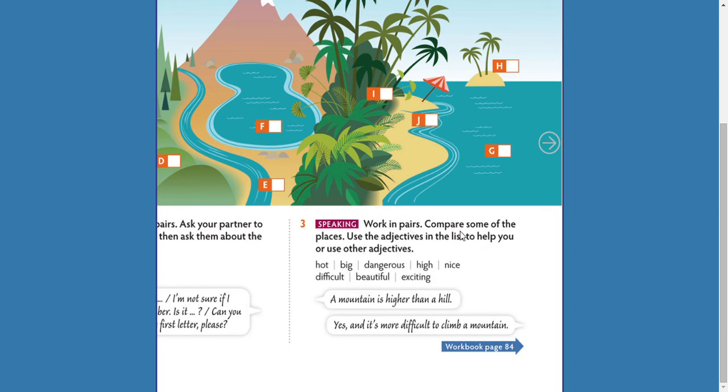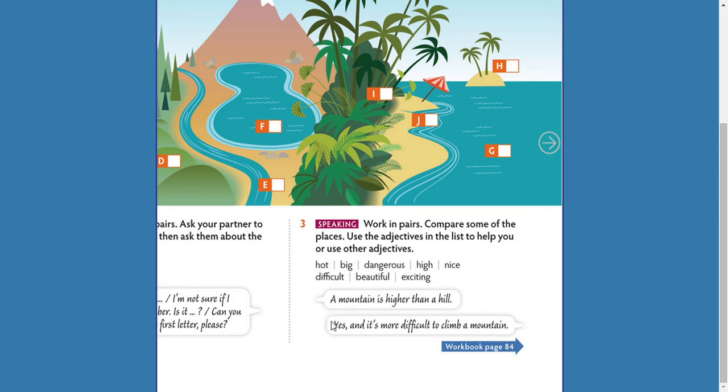Working in pairs, compare some of the places. Use the adjectives in the list to help you, or use another adjective. In this case, it's optional. Hot, big, dangerous, high, nice, difficult, beautiful, and exciting are optional. You can use other adjectives. A mountain is higher than a hill. Yes, and it's more difficult to climb a mountain.